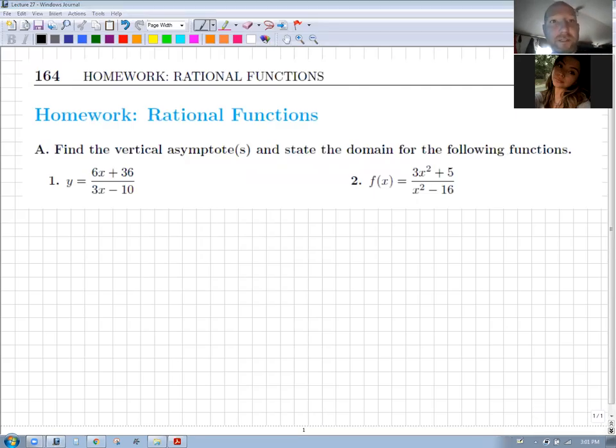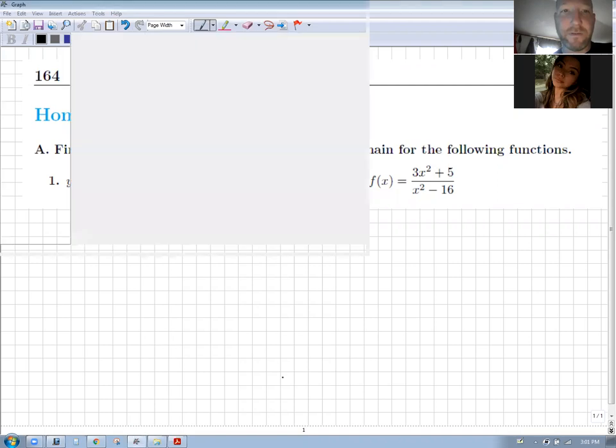All right, so we're on page 164, back to rational functions. Let's find the vertical asymptotes and state the domain for the following function. For these, you want to find the zero on the bottom of the fraction. Here, let's grab our graphing software and just graph one of these, so you can see what's going on here.